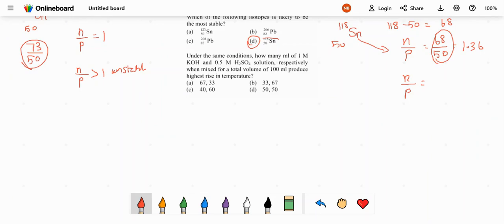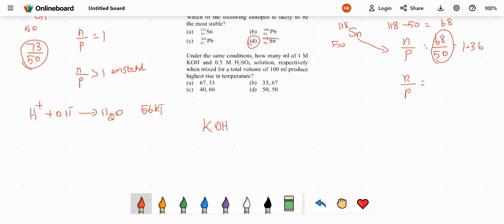Under the same conditions, how many ml of 1 molar KOH and 0.5 molar H2SO4 respectively, when mixed for a total volume of 100 ml, produce the highest rise of temperature? So, highest rise of temperature: how has the temperature been raised when you are adding the base and acid? Because of that neutralization reaction. You know that when 1 mole of acid and 1 mole of base are neutralized, it will form 1 mole of water. At that time it will release 56 kilojoule per mole.